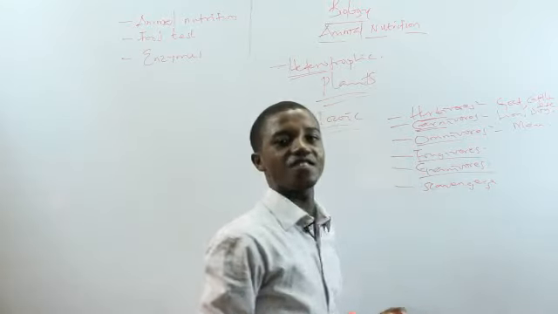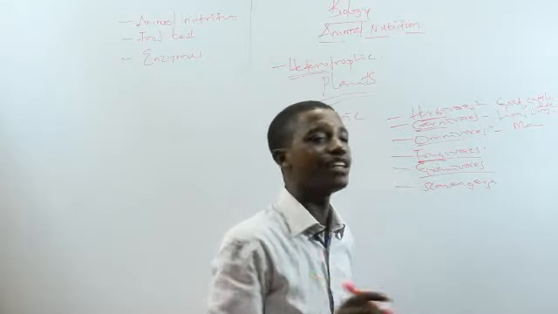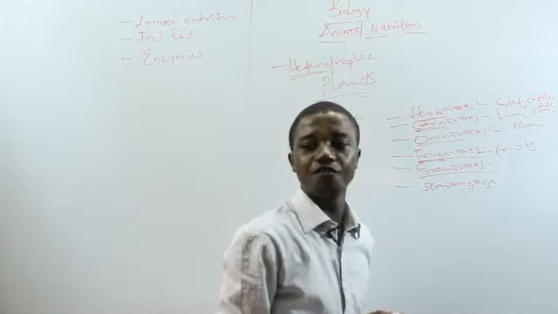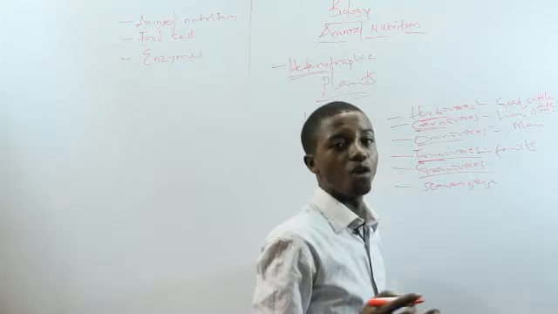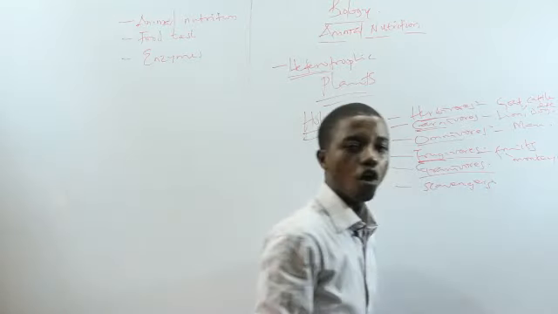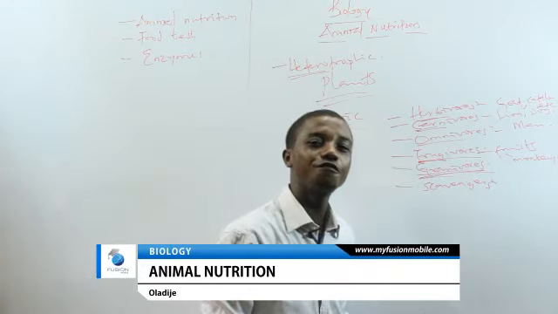Now, what are frugivores? Frugivores and granivores are special types of feeding habits. Frugivores are organisms that specifically feed on fruits. A very good example of a frugivore is your monkey. Now, we have granivores as well. Granivores are organisms that specifically feed on grains.